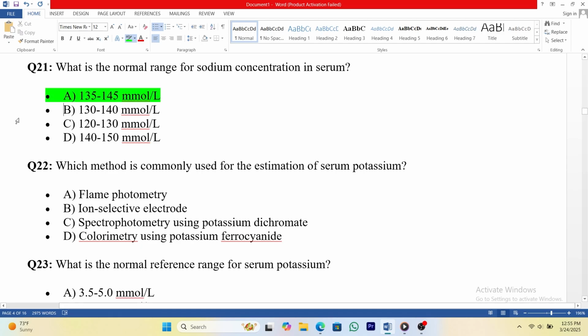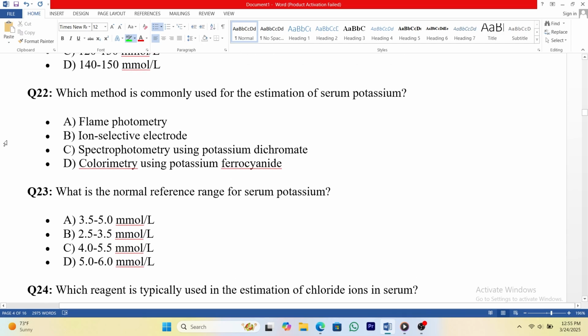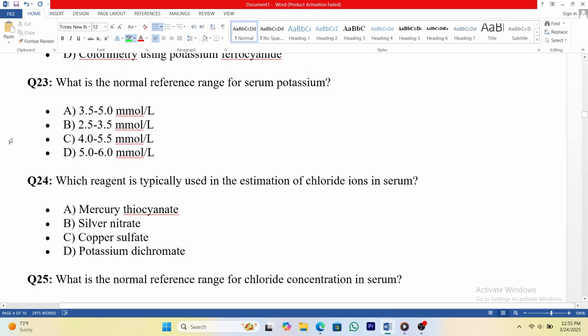Which method is commonly used for the estimation of serum potassium? A. Flame photometry. B. Ion selective electrode. C. Spectrophotometry using potassium dichromate. D. Colorimetry using potassium ferrocyanide. Answer: B.